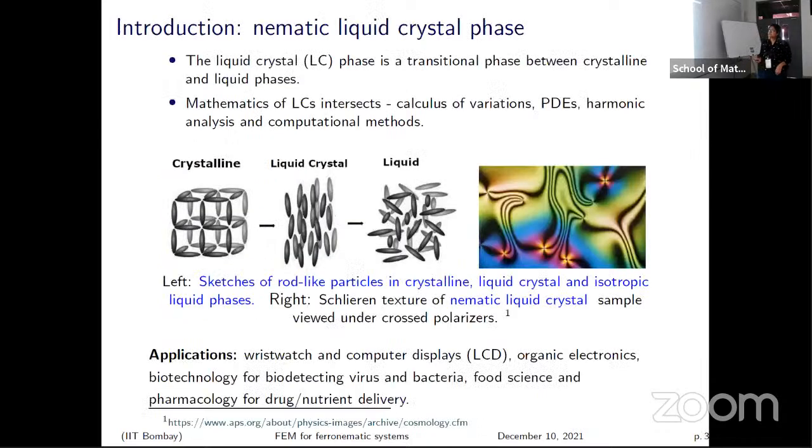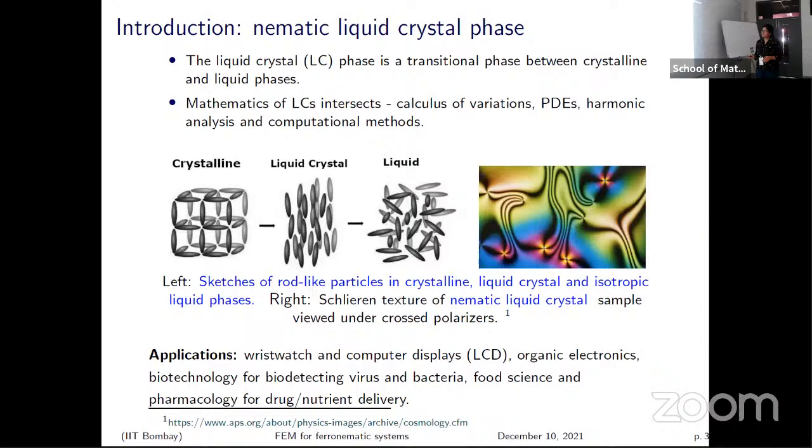Liquid crystals are transitional phases between the crystalline phase and the liquid phase. The constituent molecules in the crystalline phase have a regular structure where the positions are fixed in a 3D lattice, whereas in the liquid state, the molecules can flow freely and do not have any fixed rotational order. In the liquid crystal state, the molecules can flow freely like in a liquid, but they tend to align along locally preferred orientations.